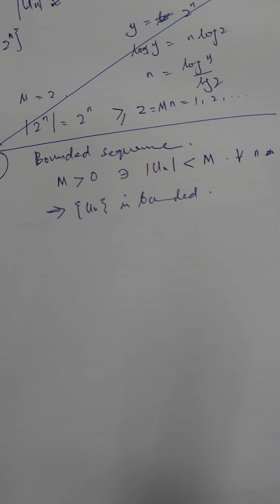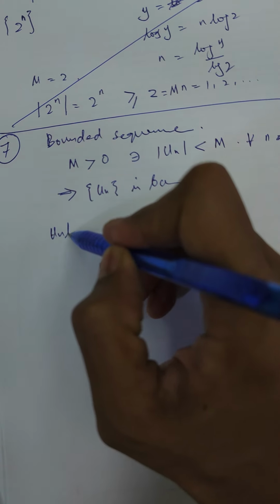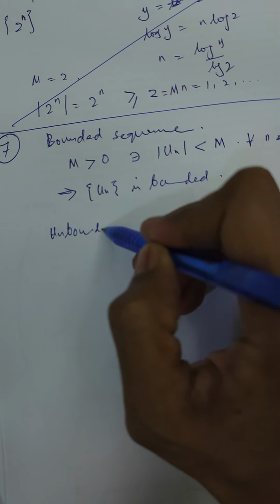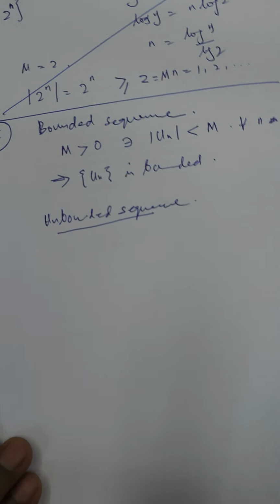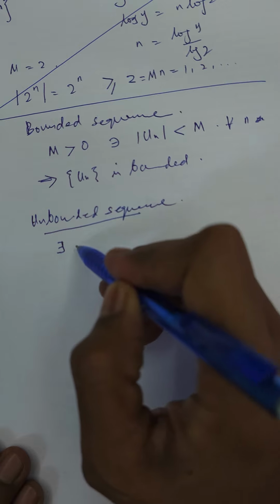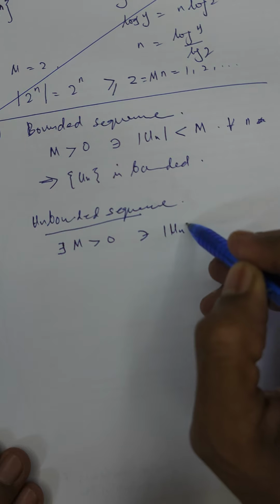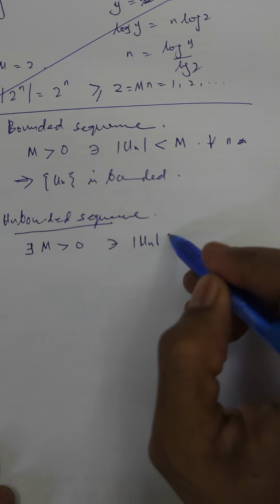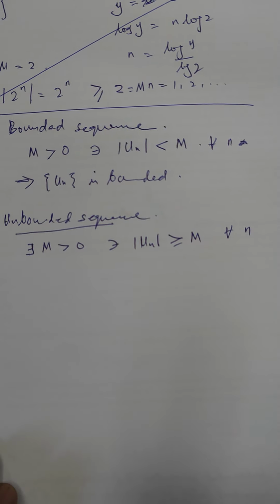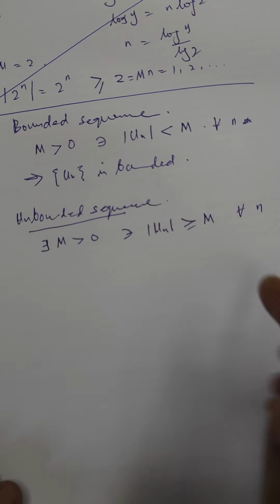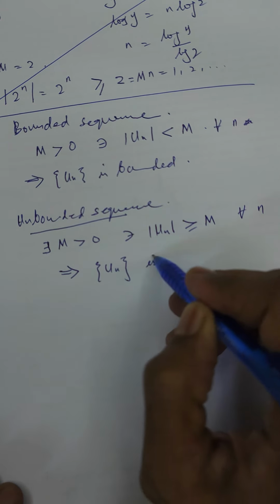On the other hand, for the unbounded sequence, if you can find a number m positive such that the absolute value of un is greater than or equal to m for all n, then in this case, we say un is an unbounded sequence.